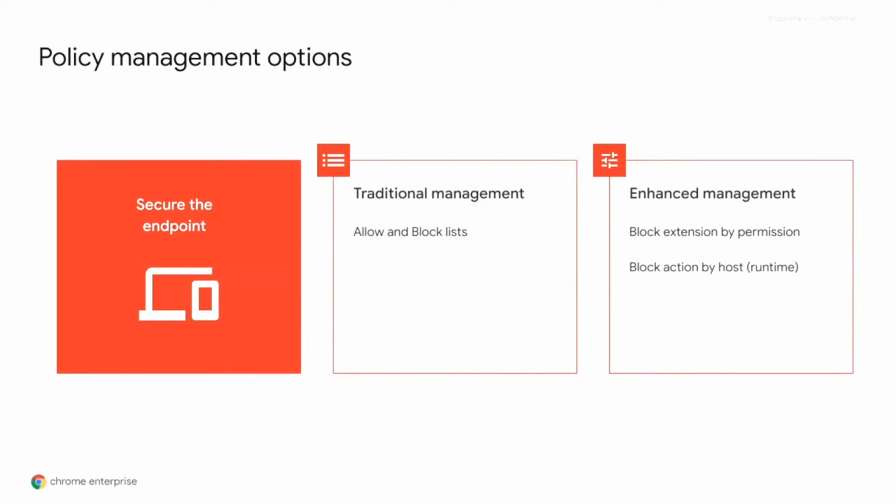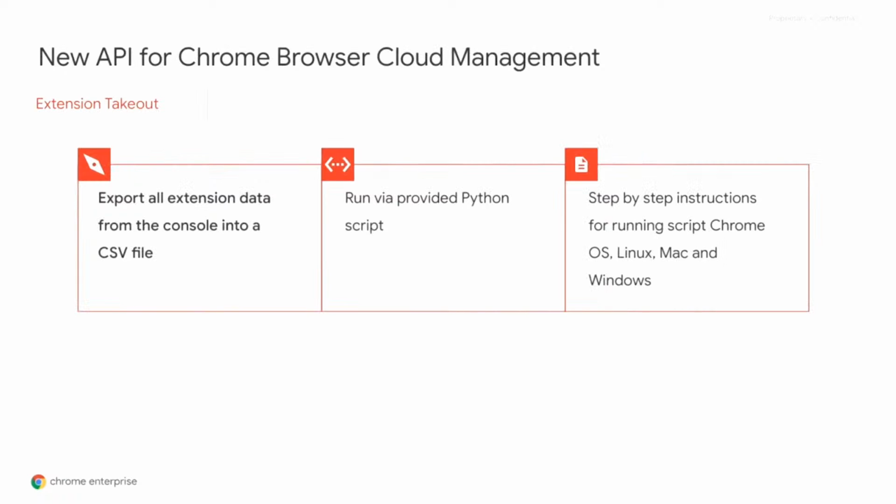There are many options for managing extensions, and you can pick the one that's right for you and your organization. There's the traditional method of creating allow lists and block lists, and the enhanced approach, block by runtime host and block by permissions. To help meet customer requirements around GDPR, we provided an API for taking your data out of the admin console. You'll be able to securely gather all your browser information, including policies and extensions, in case you want to do your own analysis or reporting.